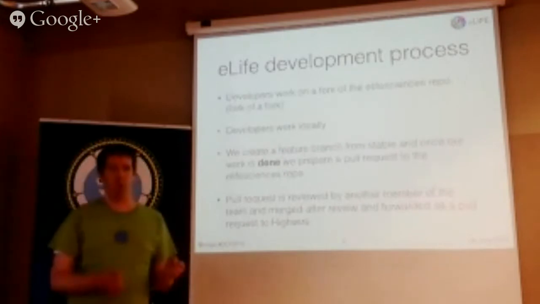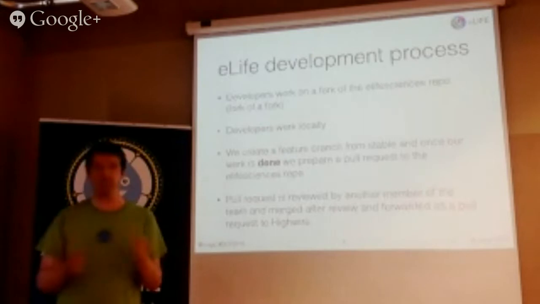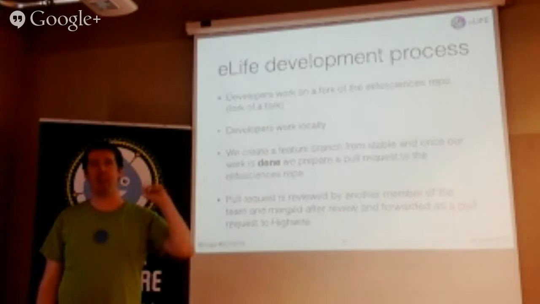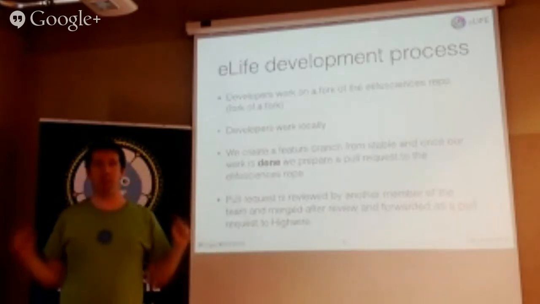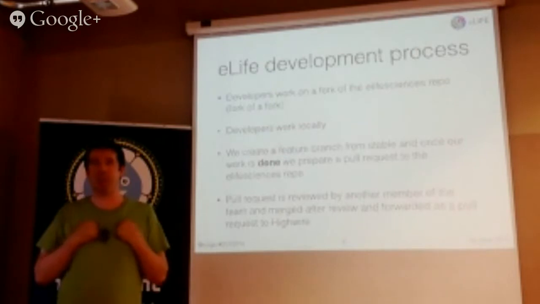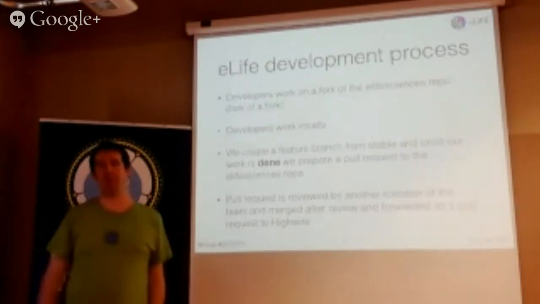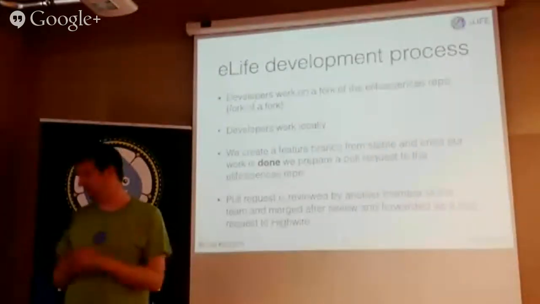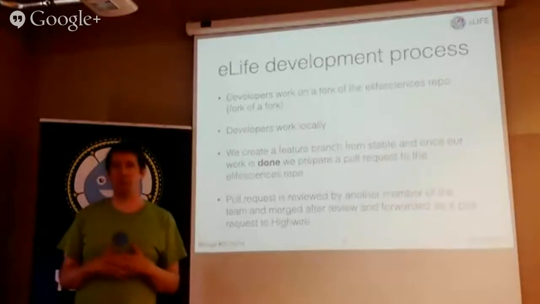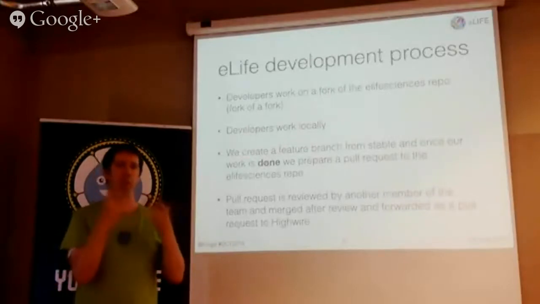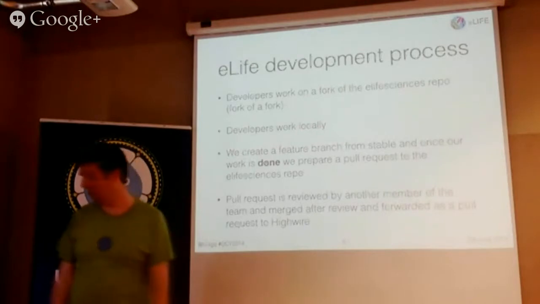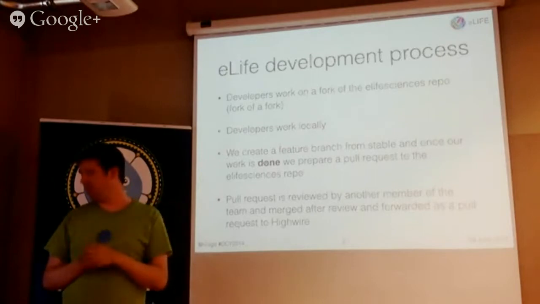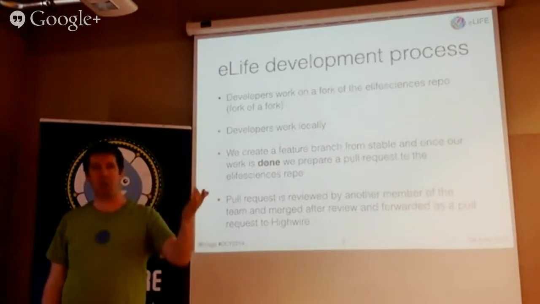So developers work on a fork of the eLife Sciences repo. So eLife Sciences have forked Highwire's repo, and then individual developers fork that repo. So Lisgo, which is my GitHub tag, I have a fork of that Git repository. So developers work locally. We actually use Vagrant, and we create a feature branch which would describe the problem that we're taking on, or the new feature that we're working on. And we do it from the stable branch, which is supposed to represent the code which is on live.